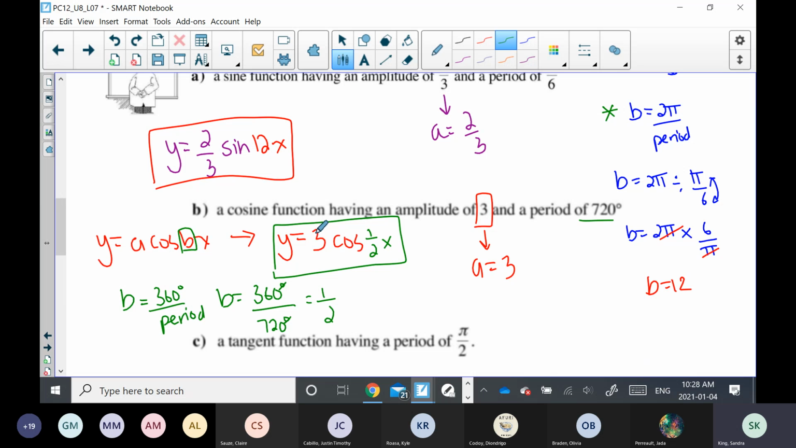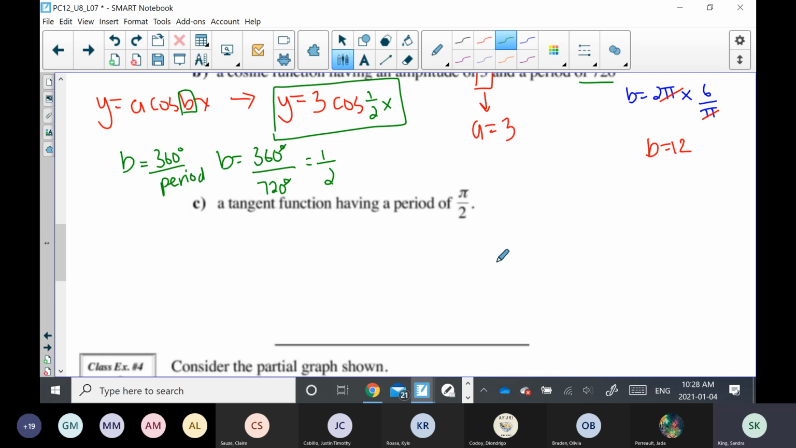This graph would have an amplitude of 3. So from the middle of the graph to the peak, it's going to have a height of 3 units. And the B value is 1/2. So it's going to repeat itself every 720 degrees.